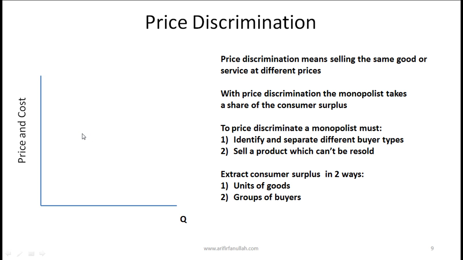Another important concept when we talk about monopolies is the concept of price discrimination. What does price discrimination mean? Price discrimination means selling the same good or service at different prices. With price discrimination, the monopolist takes essentially a share of the consumer surplus, and there are two prerequisites to be able to do price discrimination. One is that we must be able to identify and separate different buyer types, and we must sell a product that cannot be resold. I'll get to these last two points later.